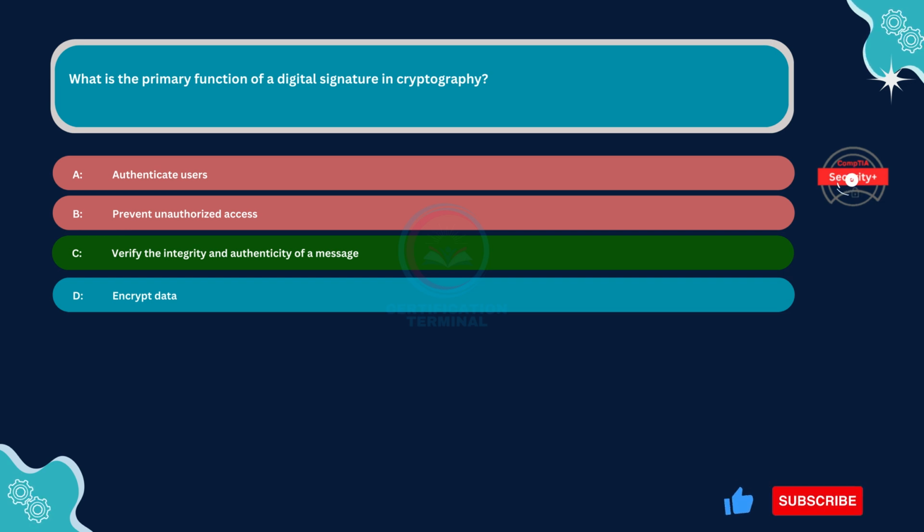Option B, prevent unauthorized access, is incorrect. Digital signatures are not primarily designed to prevent unauthorized access to data or systems. Instead, they focus on ensuring the integrity and authenticity of messages to detect tampering or unauthorized modifications. While authentication mechanisms can help prevent unauthorized access, digital signatures serve a different purpose in cryptography.